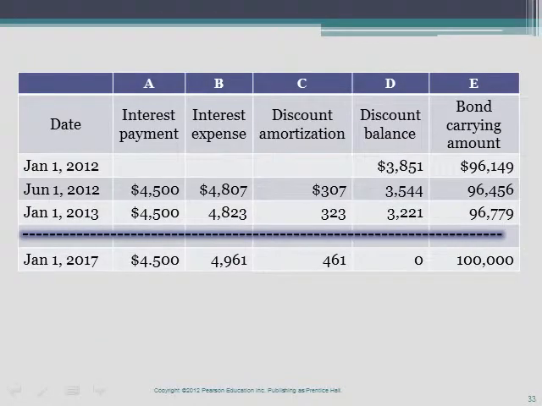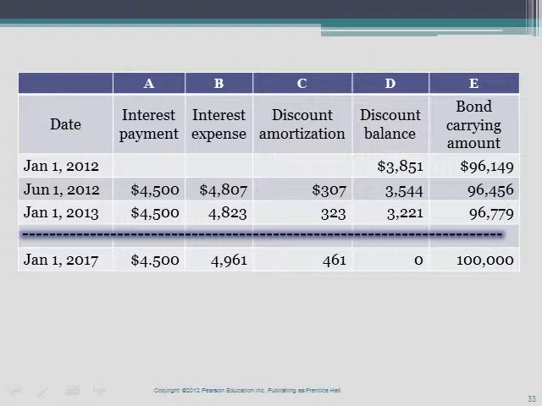It's very helpful to set up an amortization table for bonds payable. Using the data on the previous slide, the table above shows the interest payment, interest expense, discount amortization and balance, and the bond carrying amount for each interest payment. Due to space constraints, only the first two and last interest payment dates are shown. An explanation of each column is as follows.